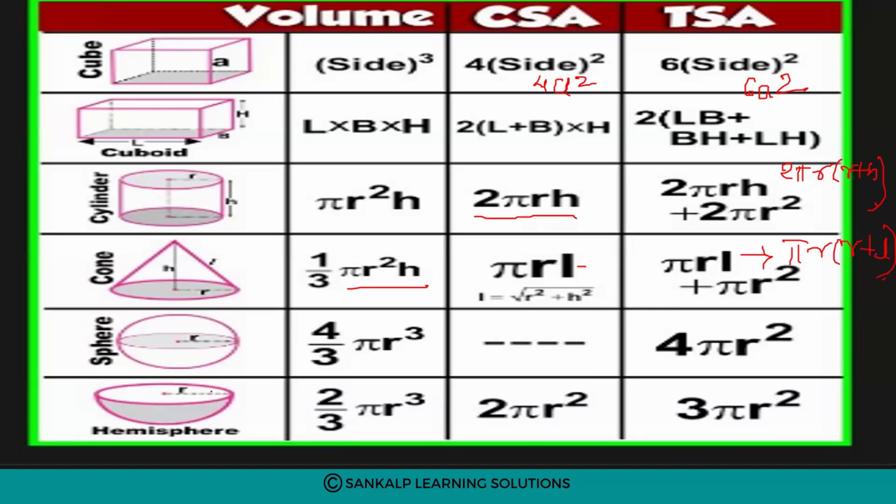Okay. Sphere. Volume of the sphere, that is 4 by 3 pi r cube. We do not consider curved surface here. We are considering only total surface area, right? That is 4 pi r square. Hemisphere, volume 2 by 3 pi r cube, 2 pi r square is the curved surface area, and 3 pi r square is the total surface area.